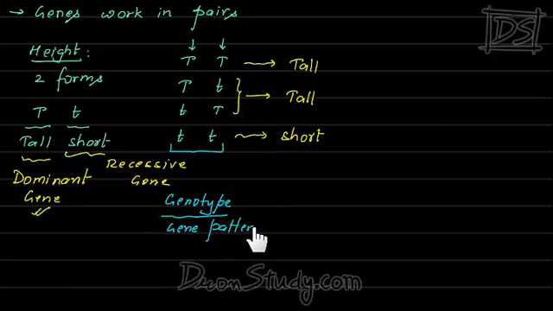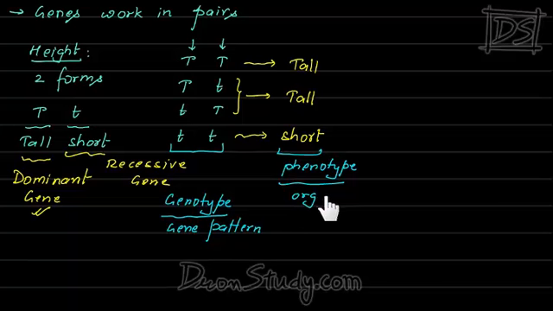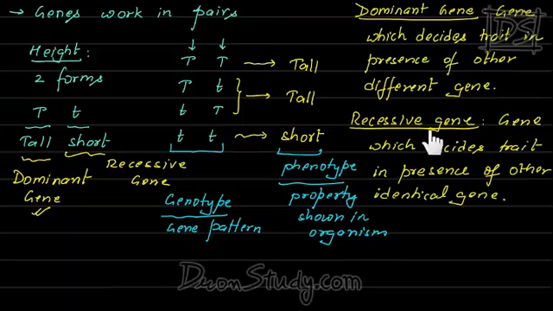What are the patterns of the gene? What forms do we get? And whether the organism appears tall or short is called phenotype. Phenotype means what properties are visible in an organism. What properties are seen in an organism? Property shown in organism. We will see some more examples to understand this better, but first let us write down some more definitions.